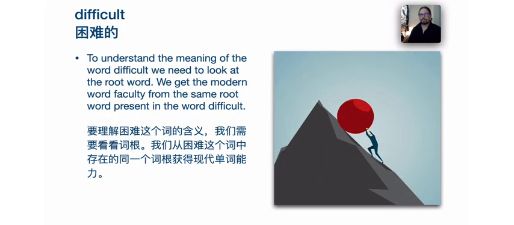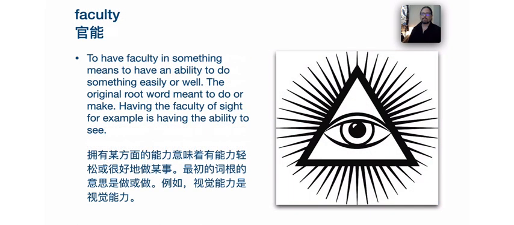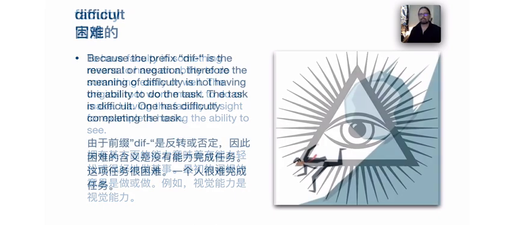Difficult. To understand the meaning of the word difficult, we need to look at the root word. We get the modern word faculty from the same root word present in this word, difficult. So to have faculty in something means to have an ability to do something easily or well. The original root word meant to do or make. Having the faculty of sight, for example, is having the ability to see.